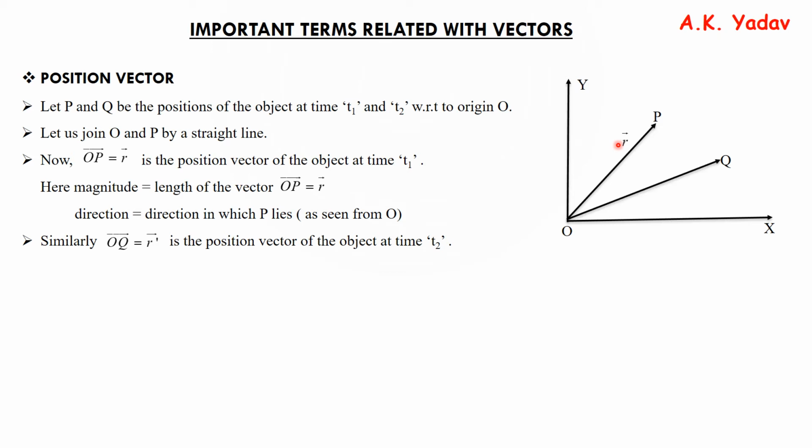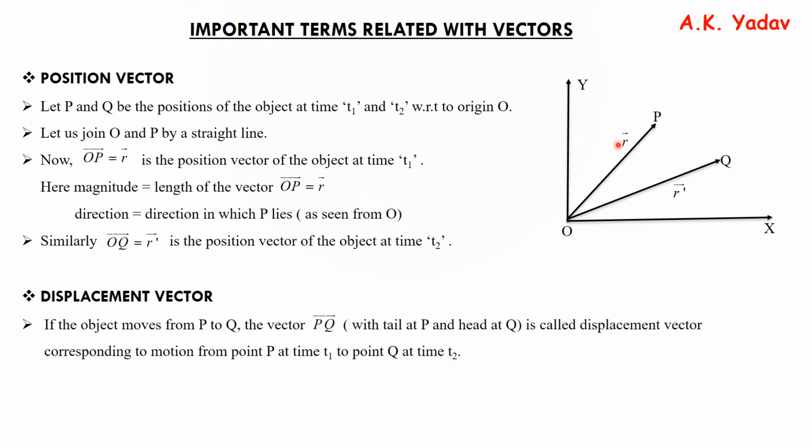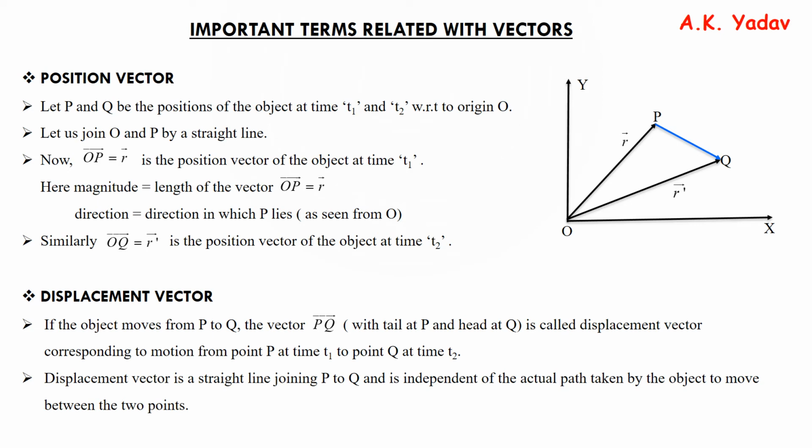Similarly, OQ equal to r dash is the position vector of the object at time t2. Now the displacement vector: if the object moves from P to Q, the vector PQ represented by the blue line, with the tail at P and head at Q, is called the displacement vector corresponding to motion from point P at time t1 to point Q at time t2. The displacement vector is a straight line joining P to Q and is independent of the actual path taken by the object to move between the two points.